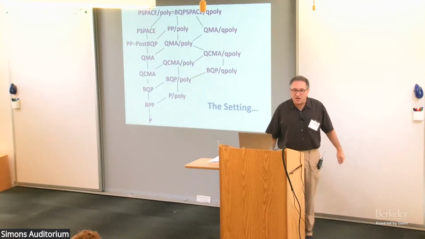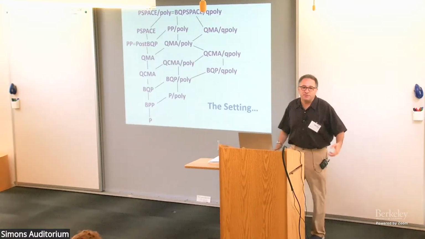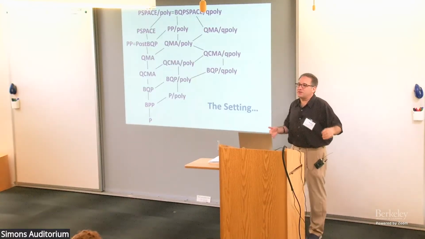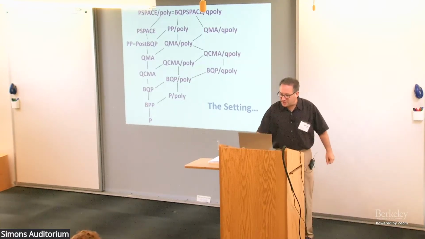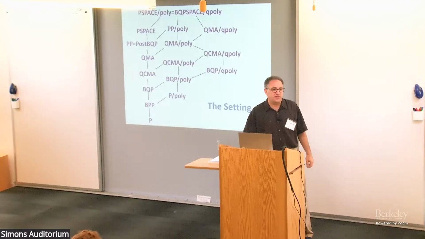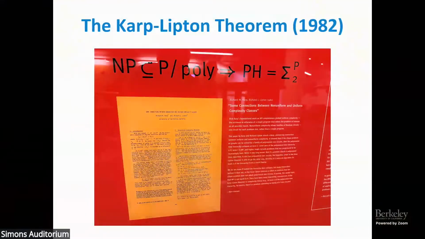Okay, but now one of, arguably the most basic theorem that we know about in the classical world about the power of advice or about non-uniform complexity is the Karp-Lipton theorem, from 1982. And you know that the Karp-Lipton theorem is important because there's a plaque about it right in the hall out there, in the lobby of this building, in the display honoring Richard Karp.